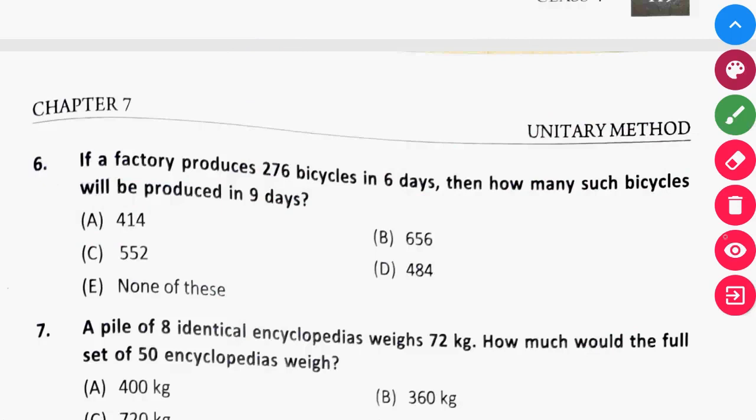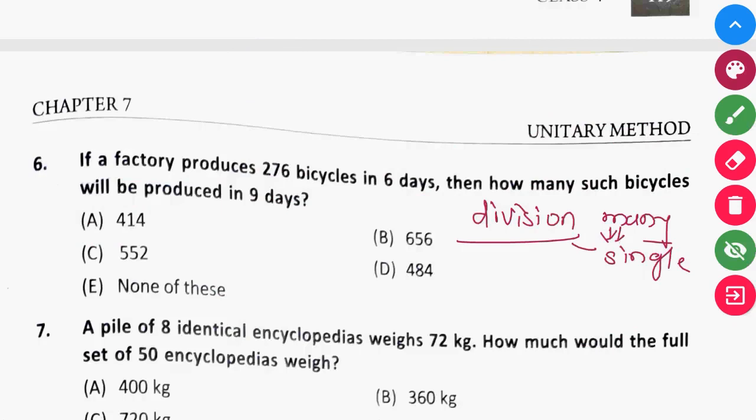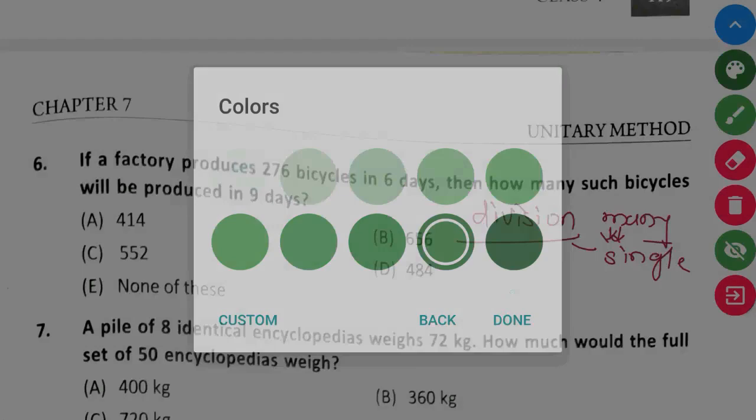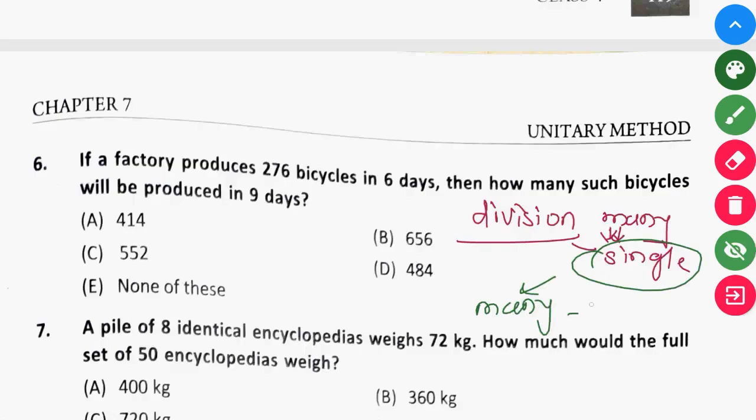Okay, so here we do two operations. First we'll do division, because we know something which is many and we have to find the single one. So first we did division, and secondly we did multiplication, because from this single they asked you about the many. So we did multiplication.